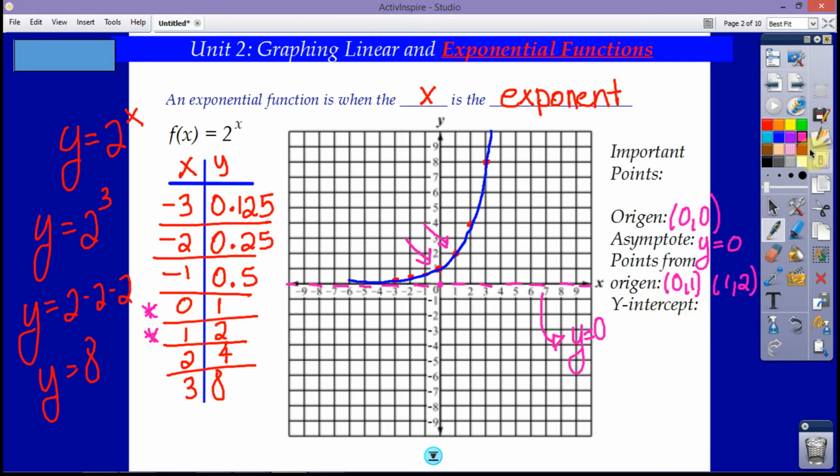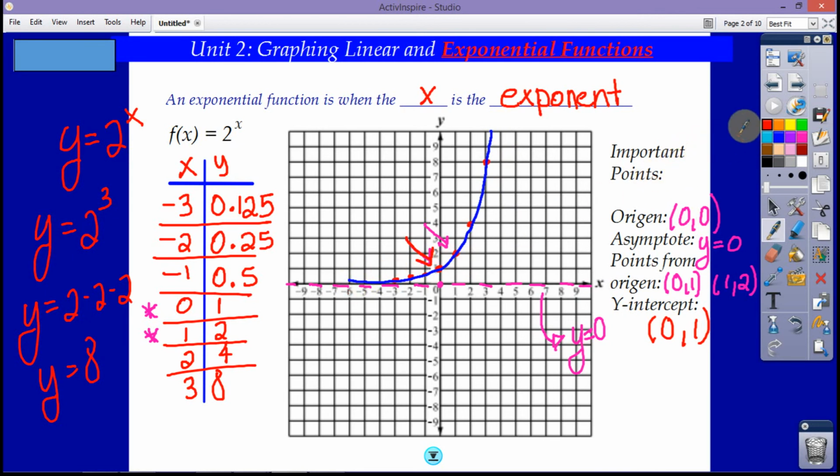And the last one, the y-intercept. So the y-intercept is kind of the same one. The y-intercept is where your graph crosses the y-axis, which is also right here. So it's also going to be that point. So it's 0, 1. So that is all the information they're asking us for about this graph. And it's kind of basic. Origin is the center, the middle of your coordinate plane. The asymptote, where the graph will never pass. The points from origin, which are the first and the second point after the origin. And the y-intercept, where exactly the graph crosses the y-axis.